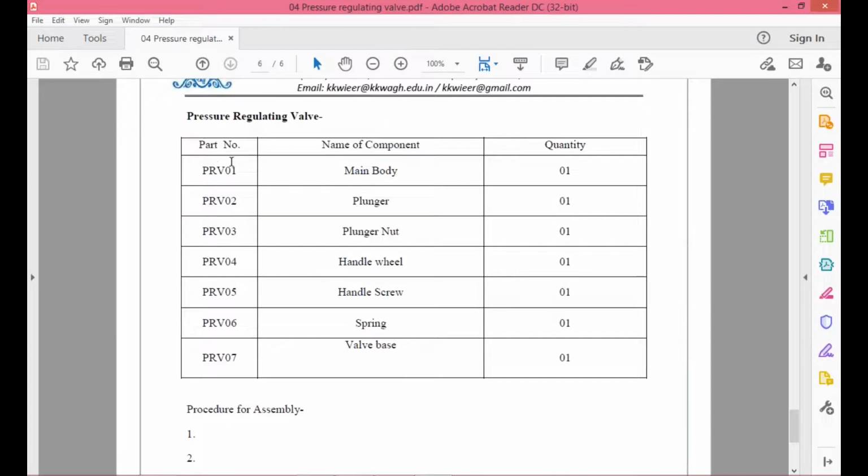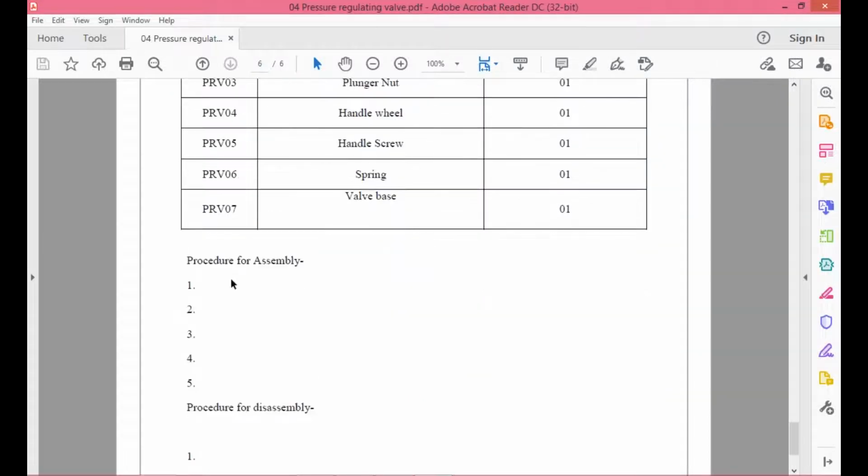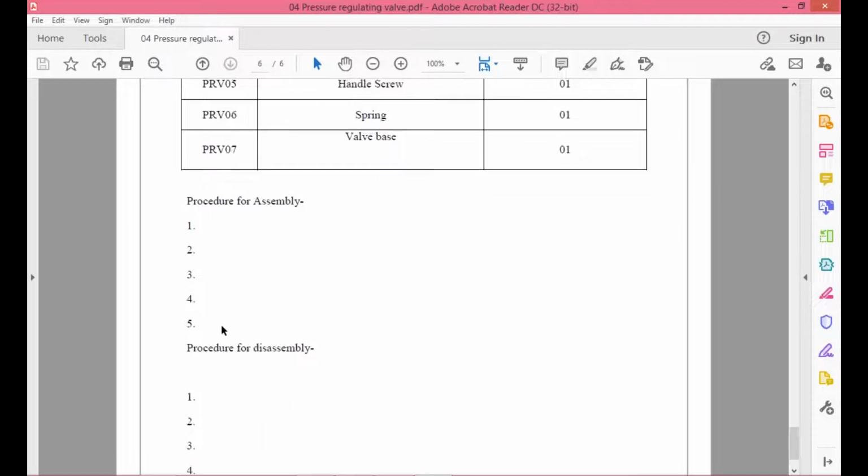Right? So part number PRV: P stands for pressure, R for regulating, V for valve. PRV, pressure regulating valve, part 01, 02, 03, and the names of the components are main body, plunger, plunger nut, handle wheel, handle screw, spring, valve base, and these are the quantities. So here again, how to disassemble and how to assemble. You can assemble all these components, right?